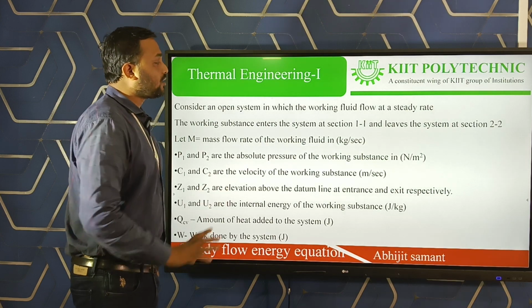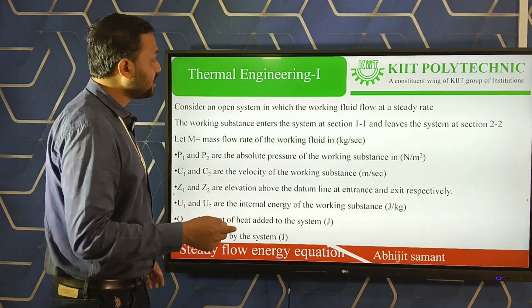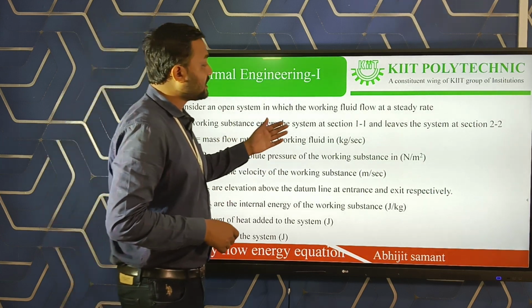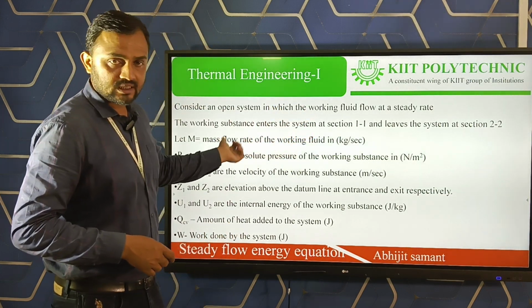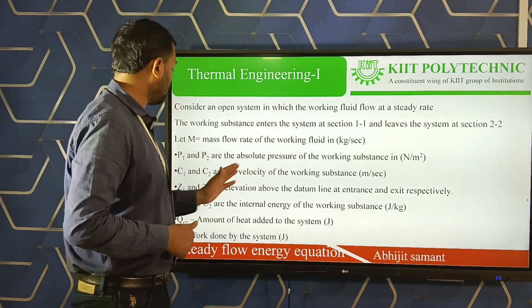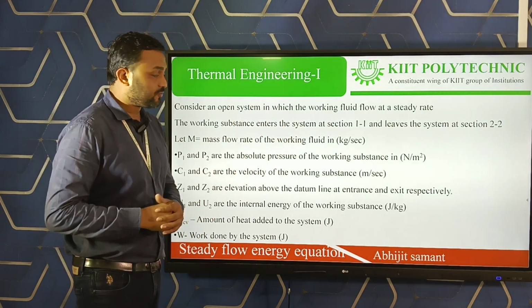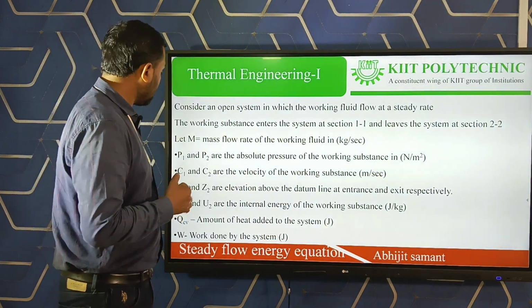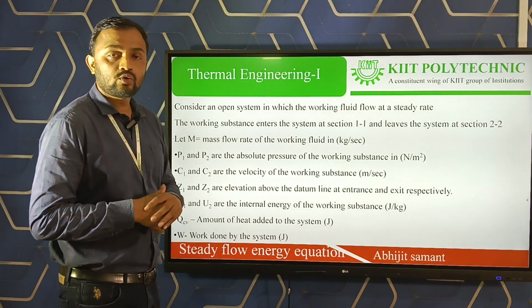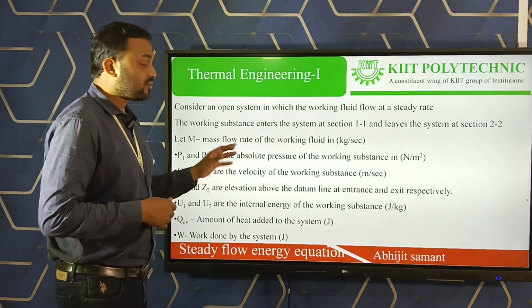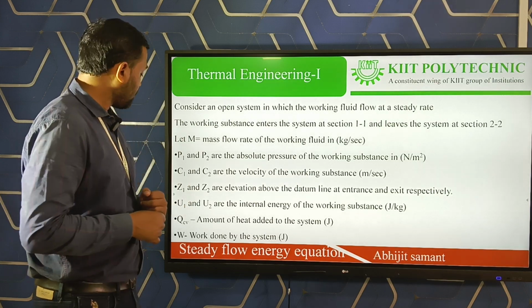So consider an open system in which working fluid flows at a steady rate. The working substance enters the system at section 1-1, as we have seen in the previous slide, and leaves the system at section 2-2. Let m be the mass flow rate of the fluid. P1, P2 are the absolute pressures of the working fluid, and C1, C2 are the velocities of the working fluid.